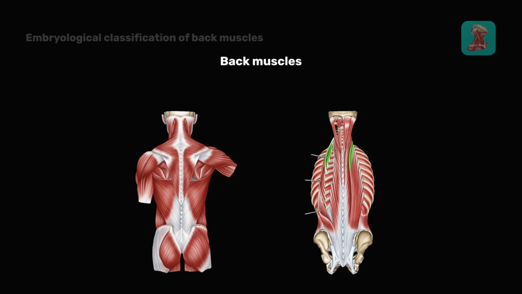In addition to the obvious division into superficial and deep groups, muscles of the back are also classified depending on their embryological origin. According to this classification, the following groups are distinguished among the deep muscles.